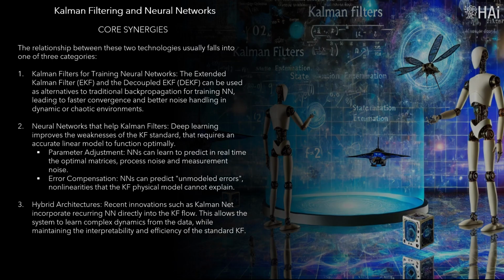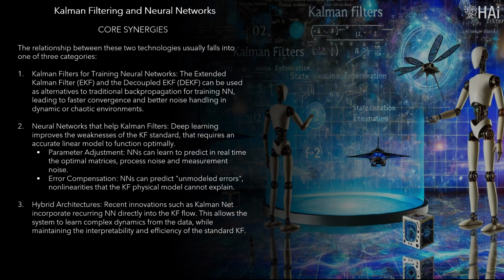Neural networks that help Kalman filters. Deep learning improves the weaknesses of the standard KF, which requires an accurate linear model to function optimally. Parameter adjustment. NNs can learn to predict in real time the optimal matrices, process noise and measurement noise. Error compensation. NNs can predict unmodeled errors, nonlinearities that the KF physical model cannot explain.